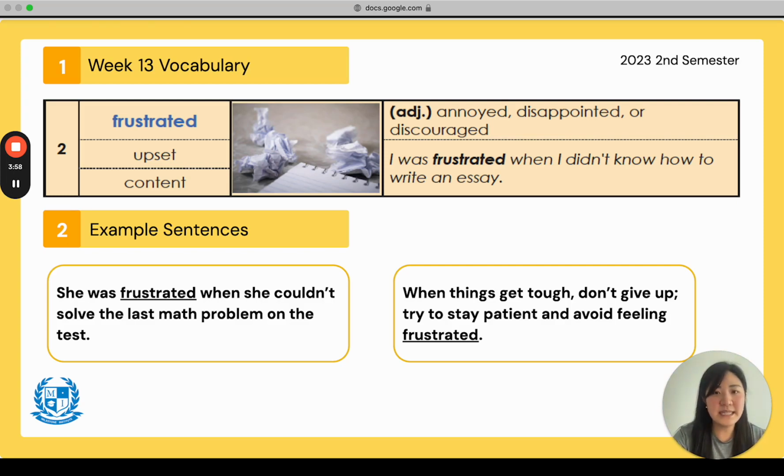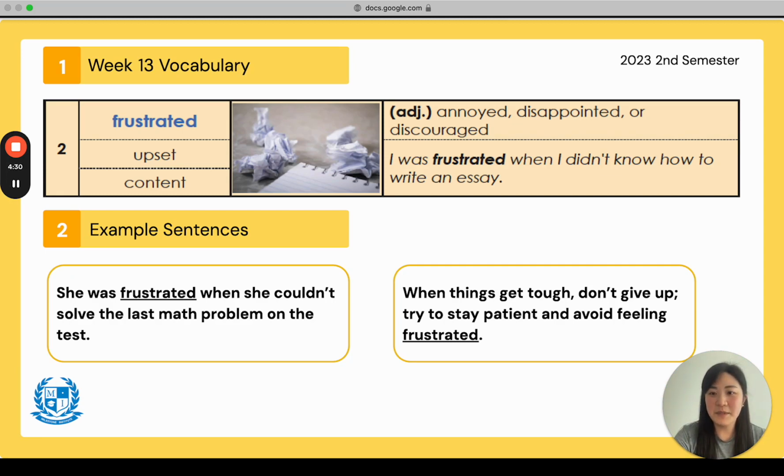The example sentence says, I was frustrated when I didn't know how to write an essay. Boy, I'm sure when you first came to MI you were like, what? Intro, body, conclusion, what? Who? It must have been very frustrating, and you must have felt frustrated when you didn't know how to write it. But thankfully, with the MI teachers, you're able to write a 5-paragraph essay now. So easy. Repeat after me. I was frustrated when I didn't know how to write an essay.